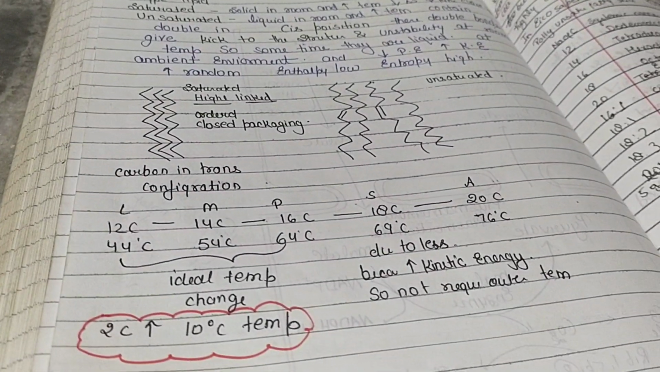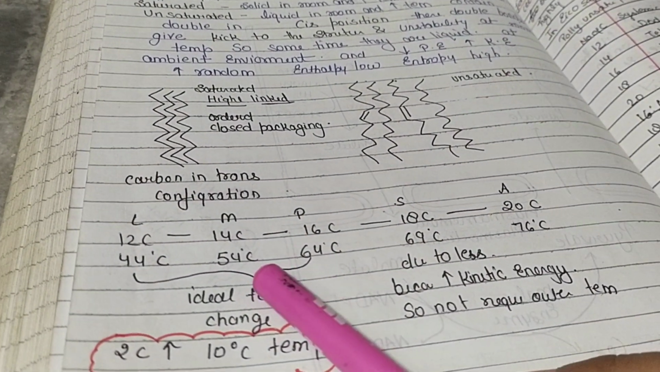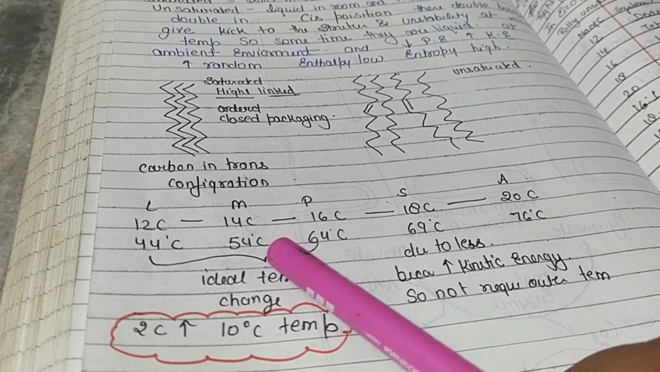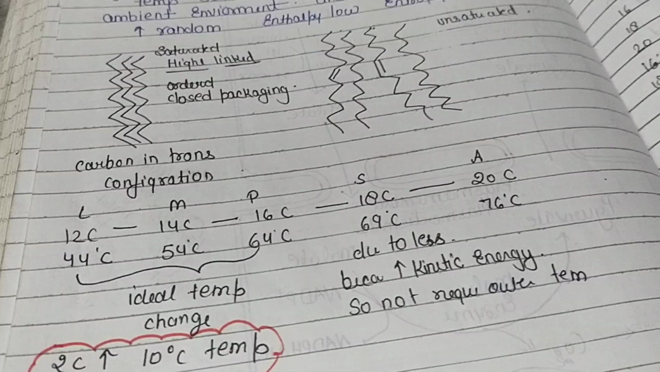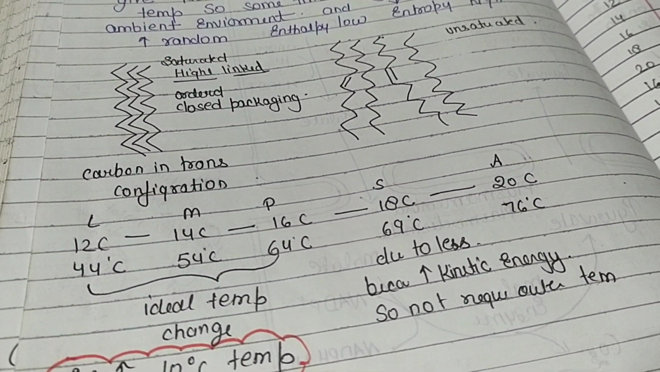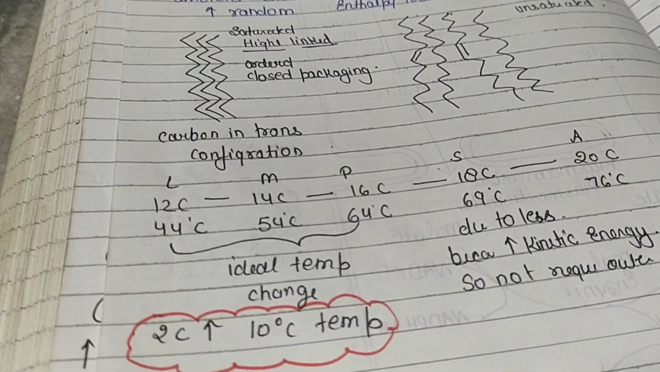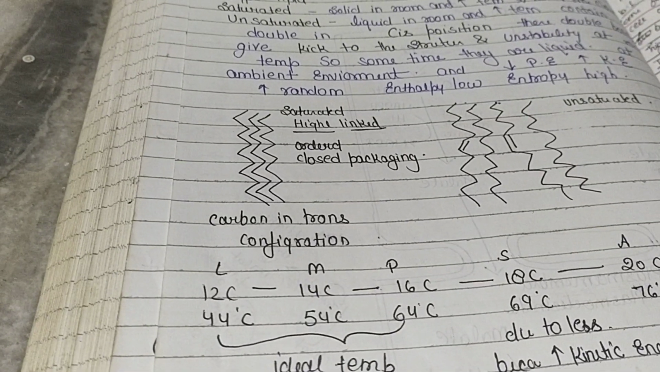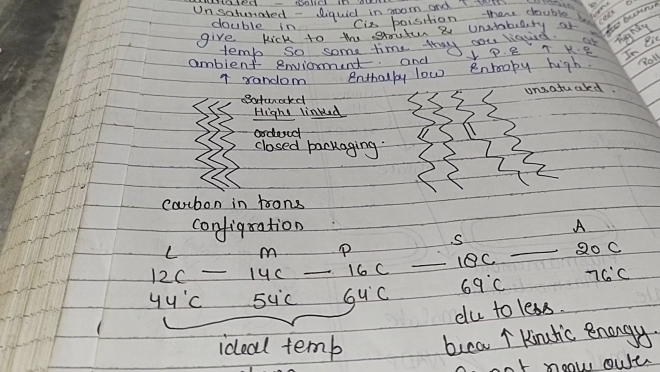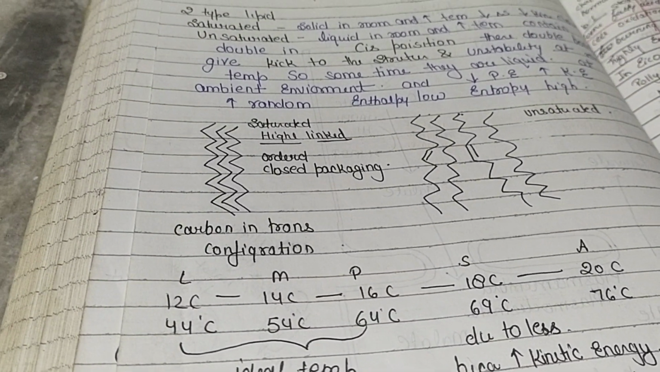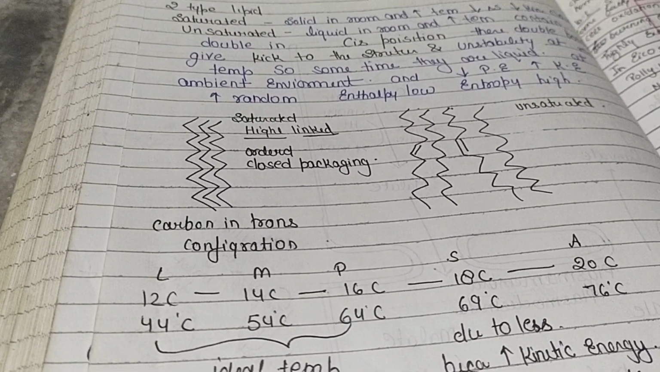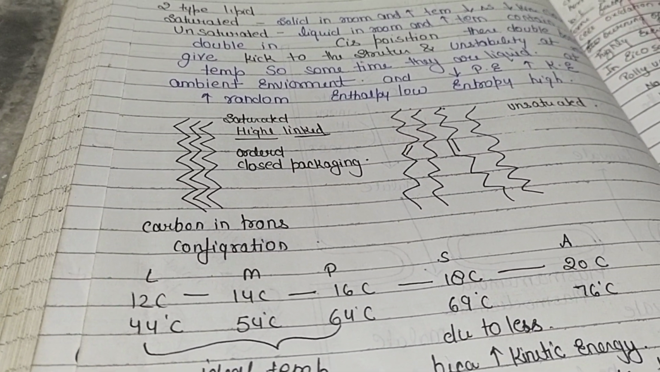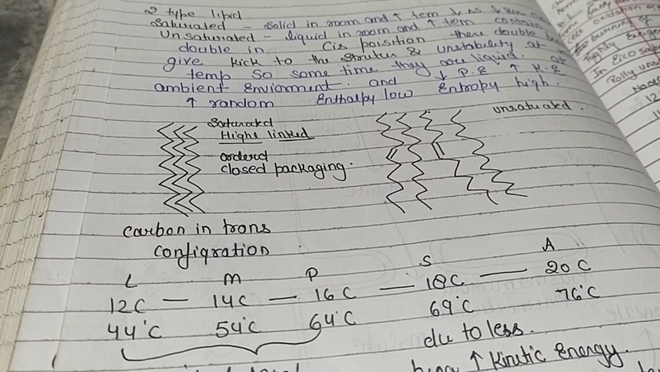Okay, so these are the types of the lipids. L for lauric, its melting temperature is 44 degrees, and the second one is myristic, with 14 carbons. Its melting temperature is 54. The third one is palmitic, containing 16 carbons, and its melting temperature is 64. And the fourth one is stearic. Its melting temperature is 69, containing an 18 carbon long chain. And the next one is arachidic.